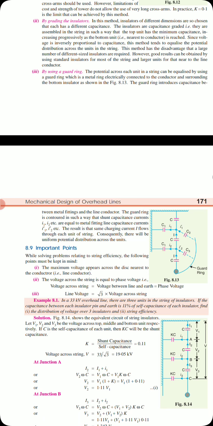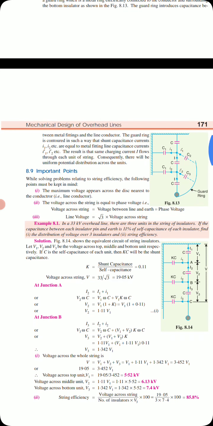Next, some important points: the maximum voltage appears across the disc nearest to the conductor, that we should know. The voltage across the string is equal to the voltage between the line and earth, which is nothing but the phase voltage, and the line voltage is given by root 3 into the voltage across the string.